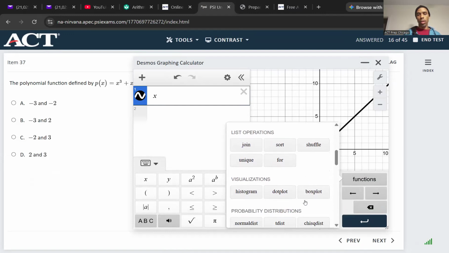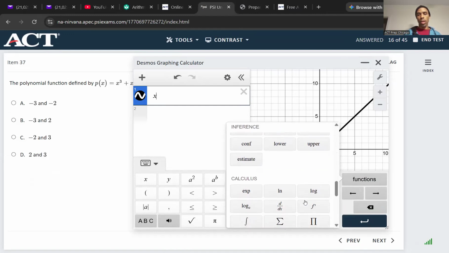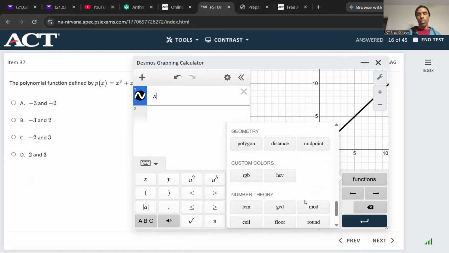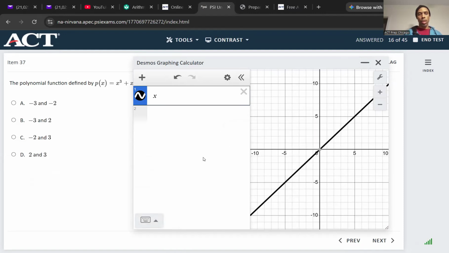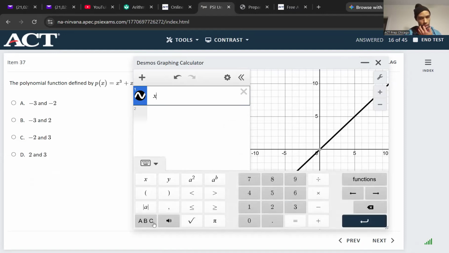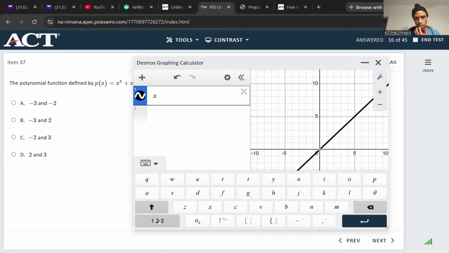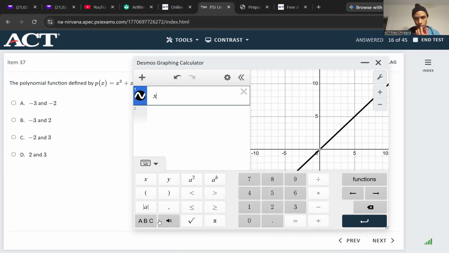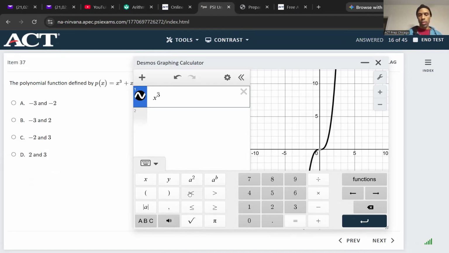This is a function. How do you get an exponent? It's just a general exponent. I know how to do exponents, but I don't see how to do it here. I don't see exponents on here, but I know how to do it. You just do the shift and then you do 6. That'll give you exponents. So x to the third, right?